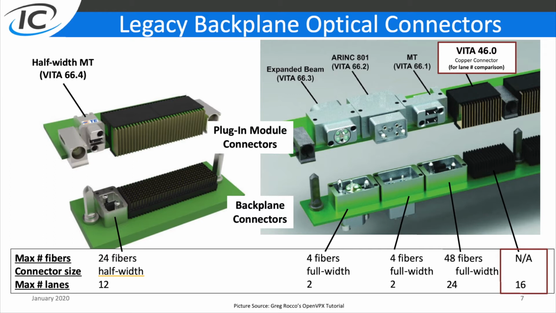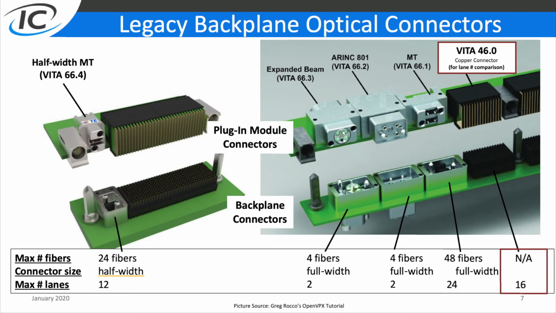So here in the picture on the right, we're seeing that the VITA 66.3, .2, and .1 connectors have the same width as a VITA 46.0 connector. They are full-width connectors. By contrast, in the picture on the left, we're seeing a 66.4 connector, which is half the width of a VITA 46.0 connector. This slide also compares the number of lanes of these different connectors at the bottom.